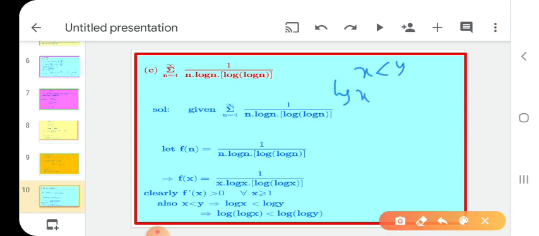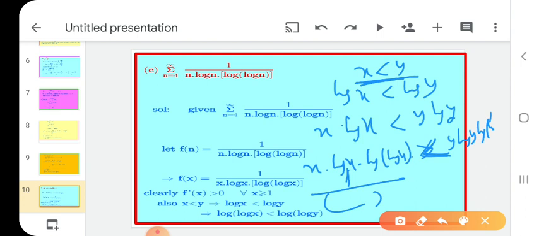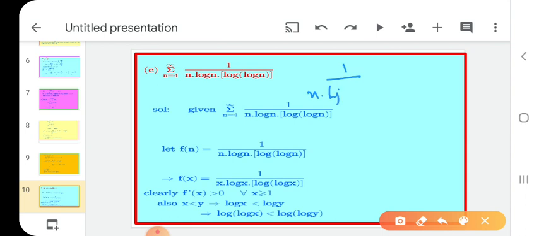So I take x less than y. Apply logarithm on both sides. We get log x less than log y. Multiply with x and y: x log x less than y log y, since we already have x less than y. Similarly, x log of log x is less than y log of log y. Now I take the reciprocal. If you take the reciprocal, less than automatically becomes greater than. So 1 by x log of log x is greater than 1 by y log of log y.